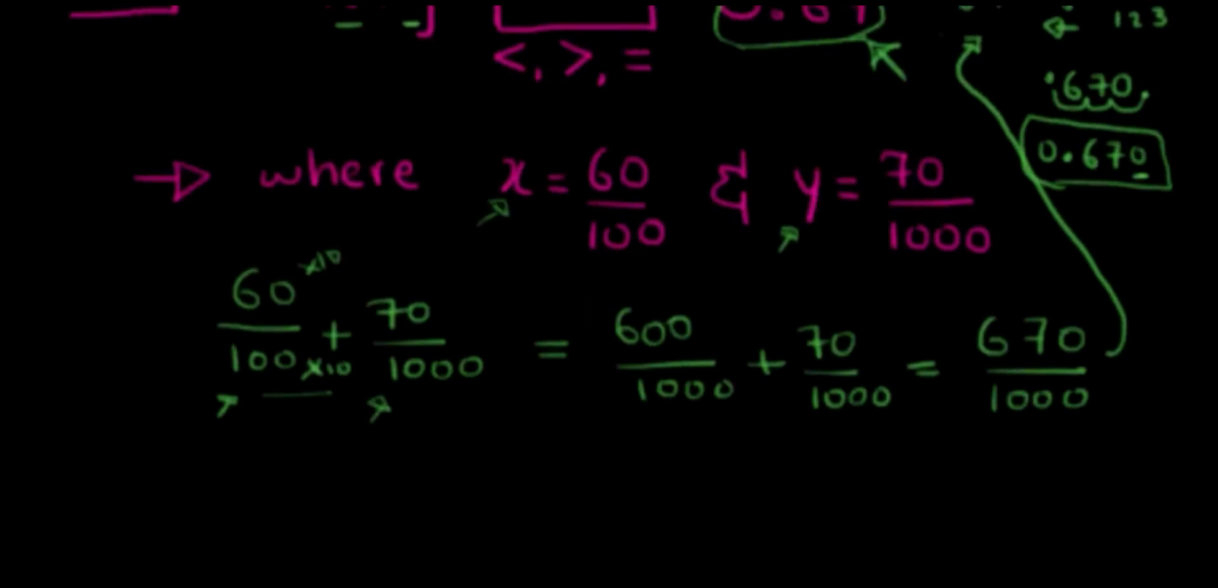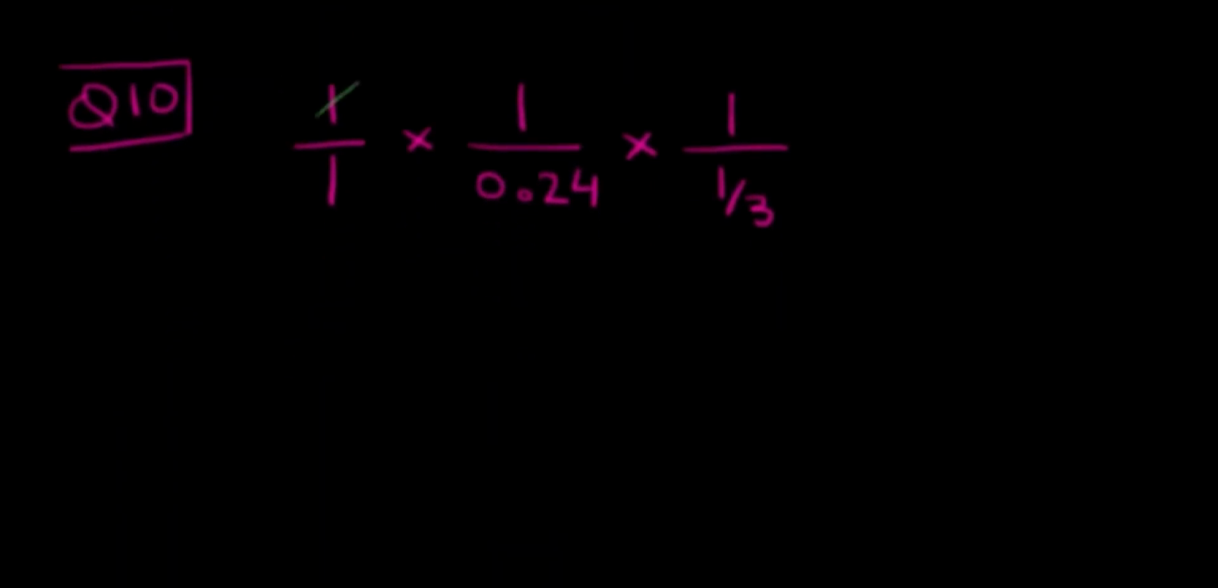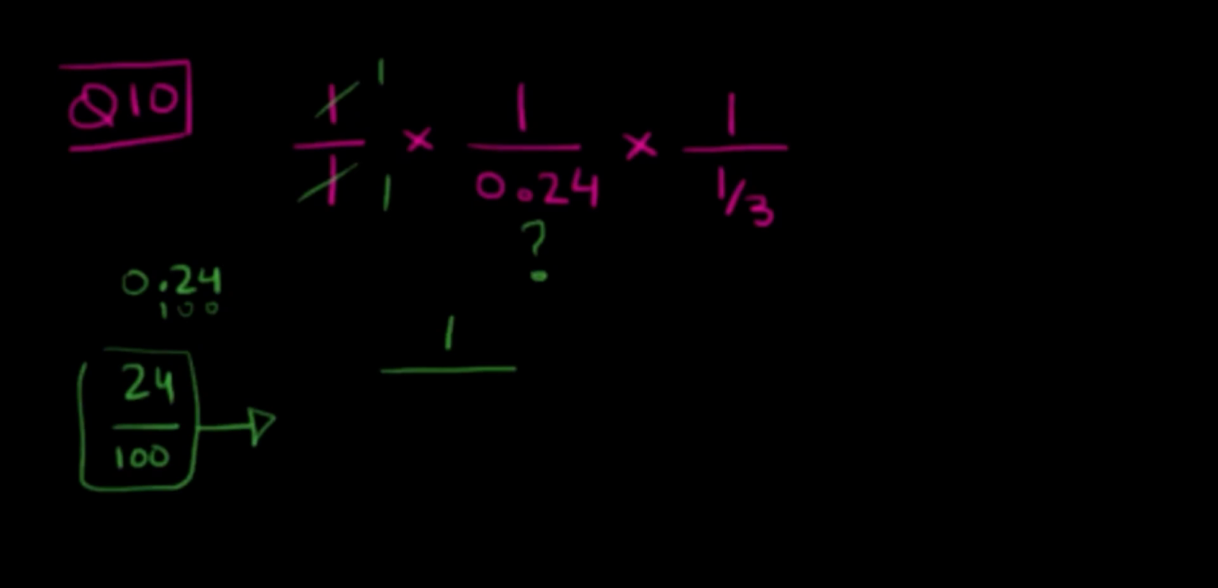Next question. 1 over 1. That's just a 1. Actually, you can just ignore that altogether because 1 times anything is 1 itself. So I'm just going to ignore this. Now, this is a very strange way of writing something because it's like a fraction, but then in it you've got a decimal. So I would prefer to change everything into a fraction. So I would say 1 over 0.24 can be rewritten as 24 over 100. That is what I would inject back into the expression. It's 24 over 100 times 1 over 3.